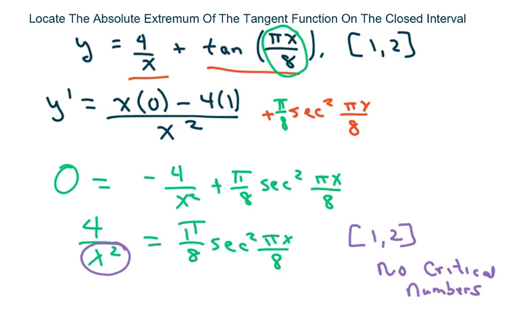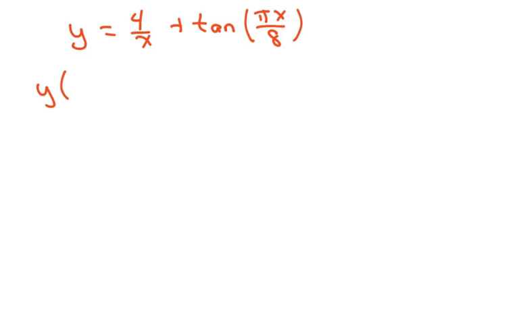Now the only thing we have to do is test our 1 and 2. So we go back and plug in 1 and 2 into this equation. So I'm going to rewrite the equation. We have y equals 4 over x plus tan of pi x over 8. And we're going to test y of 1. And that's going to give you 4.